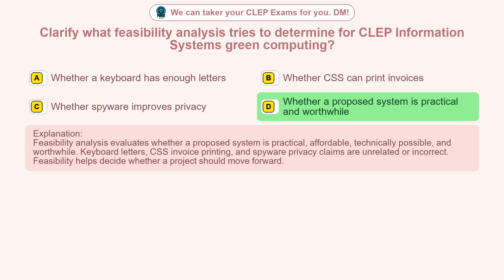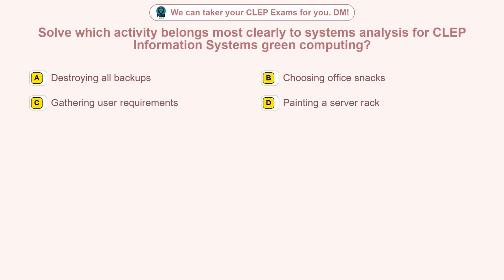Feasibility analysis evaluates whether a proposed system is practical, affordable, technically possible, and worthwhile. Keyboard letters, CSS invoice printing, and spyware privacy claims are unrelated or incorrect. Feasibility helps decide whether a project should move forward. Question 66. Solve which activity belongs most clearly to systems analysis for CLEP Information Systems Green Computing.